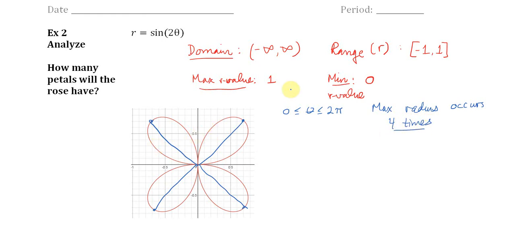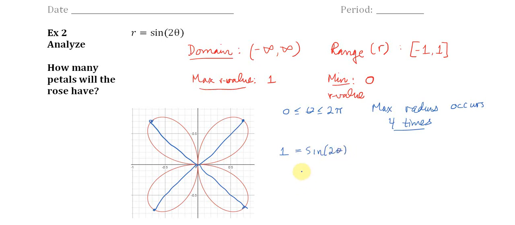And let's try to understand a little bit more what those points are and how we can find them. Well, the max radius we know is going to be 1. Okay, the max r value is going to be 1. So one of the ways that we can describe this is that the radius is equal to 1. So let's solve for theta.